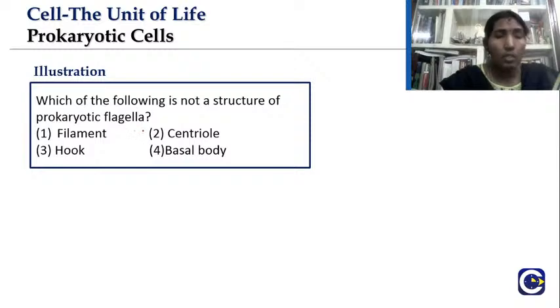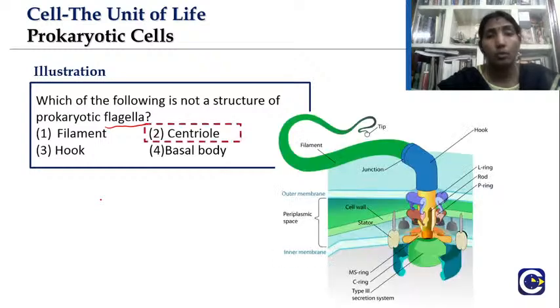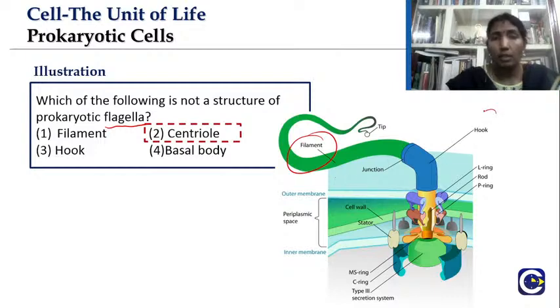Which of the following is not a structure of prokaryotic flagella? Filament, centriole, hook, basal body. I spoke about the structure of flagella. Which is not the structure of prokaryotic flagella? Very good. Come on, give the answers. Yes, you are right. What did I not say? I said it has got a filament, a basal body and a hook. So it doesn't have a centriole. Yes, very good. Everybody is superb.